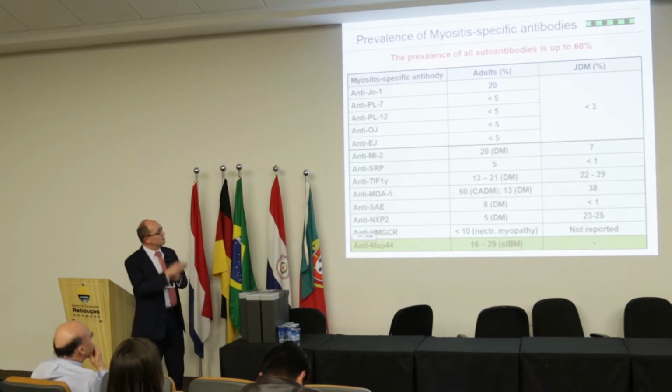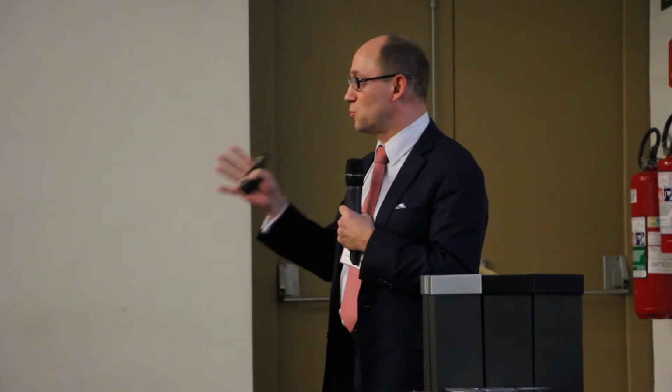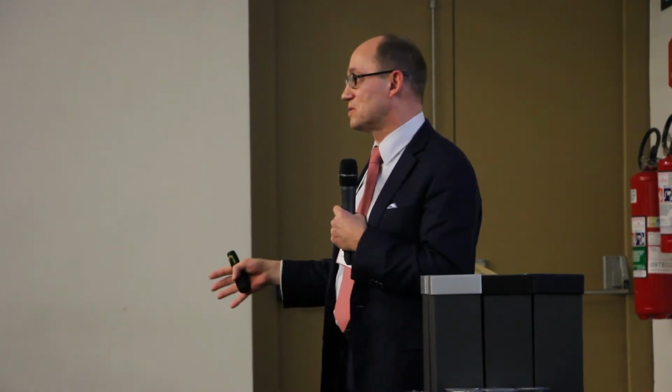Prevalence of the different myositis-specific antibodies is shown in this table. Important to note is that the prevalence of all autoantibodies together is up to 60%. Usually they are not seen together. It's just one particular antibody and the others are negative.